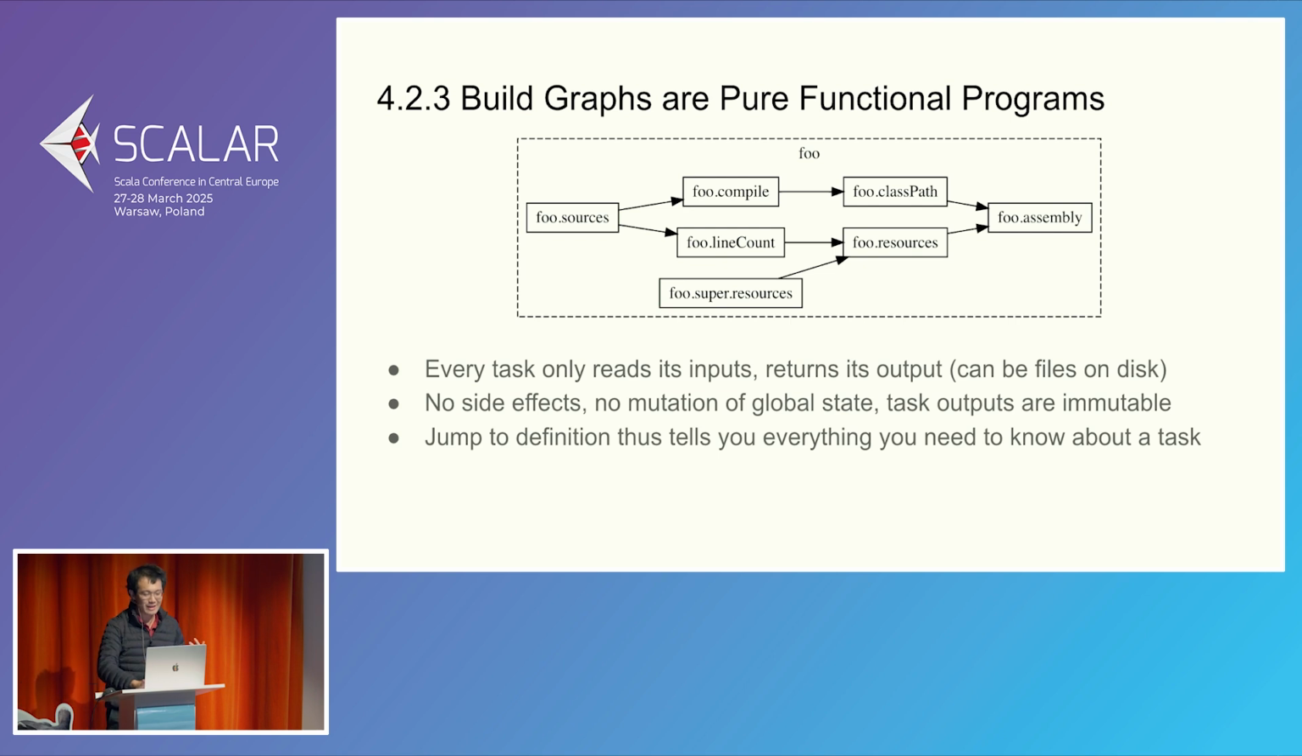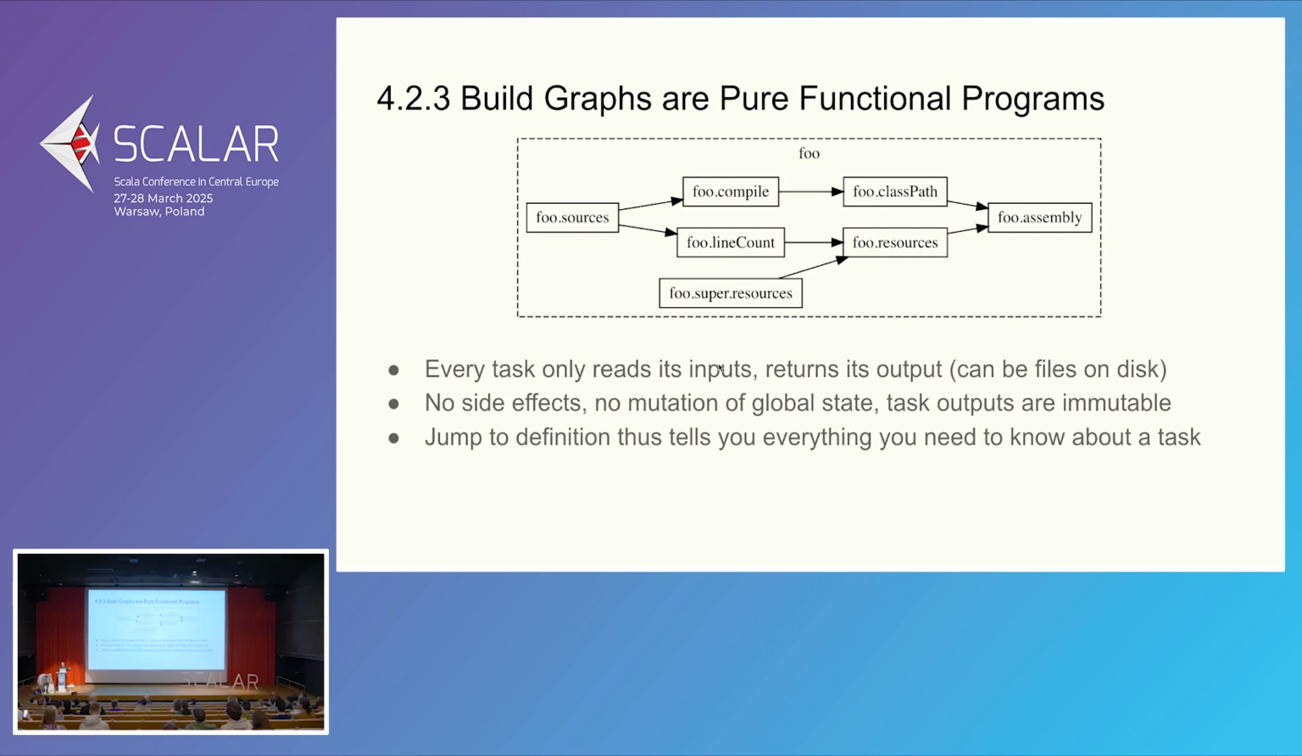So every task in Mill only reads its inputs, only returns its outputs. There's a star there. The outputs can be files on disk, but if you write the files into your destination folder, there's no side effects because no one else can touch them unless you return them. And there's no more side effects, no mutation of global state. No one's just scribbling over your target folder and hoping that no one else collides. Task outputs are immutable.